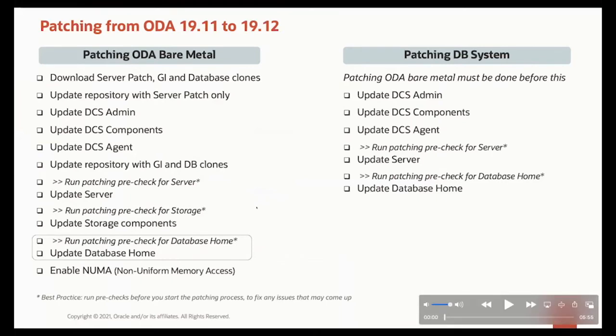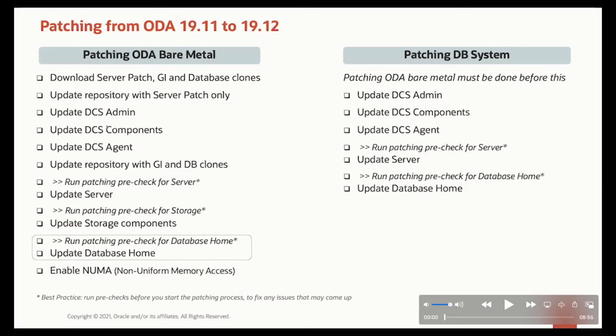And on this slide here, you can see on the left-hand side the steps that are required to patch an ODA bare metal. And on the right-hand side are the steps for the DB system. So we're going to show you both. We're going to start with the one on the left. And notice the first step is downloading the server patch, the GI, and database clones. Remember that in the Oracle Database Appliance, we provide you with pre-tested clones to make it easier to just do the updates. The second step, we're going to update the repository with the server patch.